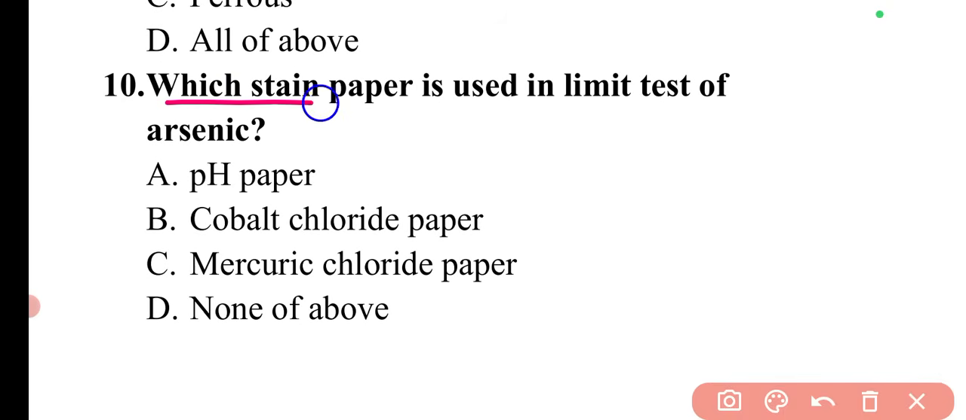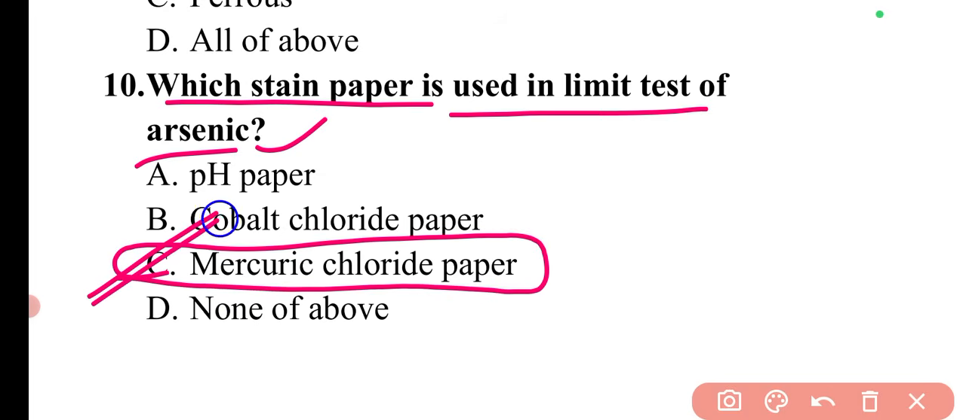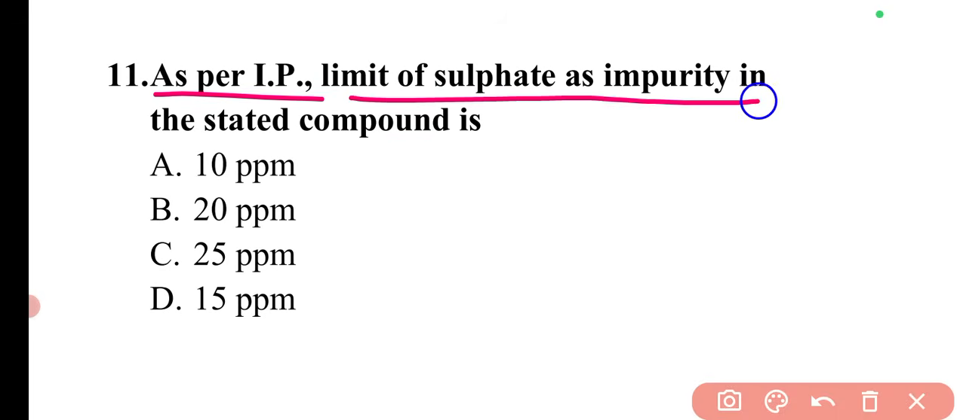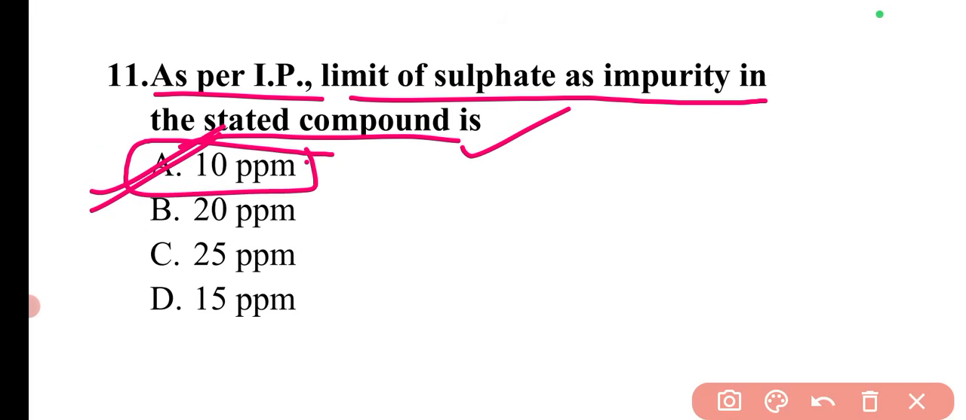Next question is, which stain paper is used in the limit test of arsenic? The stain paper used in the limit test of arsenic is mercuric chloride paper. So here option C is the correct answer. Then next question is, as per Indian Pharmacopoeia, the limit of sulfate as impurity in stated compounds is? In the limit test of sulfate, the impurity limit is 10 parts per million. So here option A will be the correct answer.